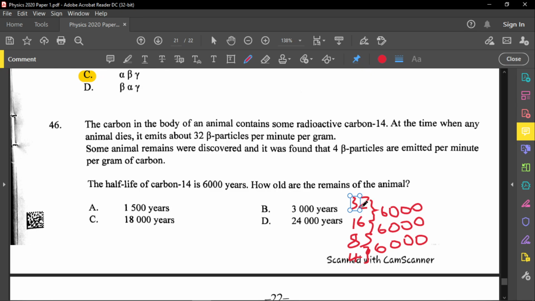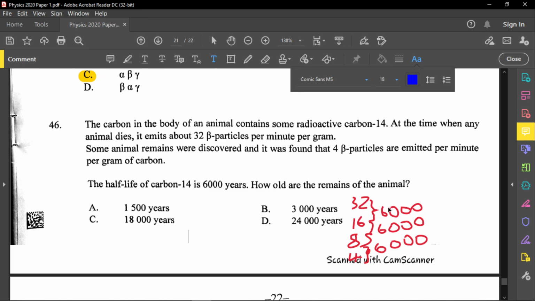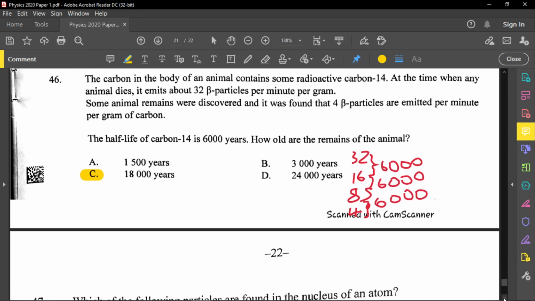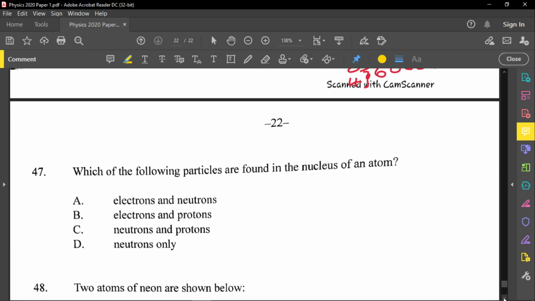And next we could do it like this. You say 1 half-life, 2 half-lives, 3 half-lives. So from 32 to 16, 1 half-life. 16 to 8, another half-life, which is 2 half-lives. From 8 to 4, 3 half-lives. So if each half-life is 6,000, then you simply say 6,000 multiplied by 3, or add all of these together: 6,000 plus 6,000 plus 6,000 gives us 18,000 years. So 46 is C. Either multiply the number of half-lives by the value of each half-life, or just work it out as I worked it on the right.